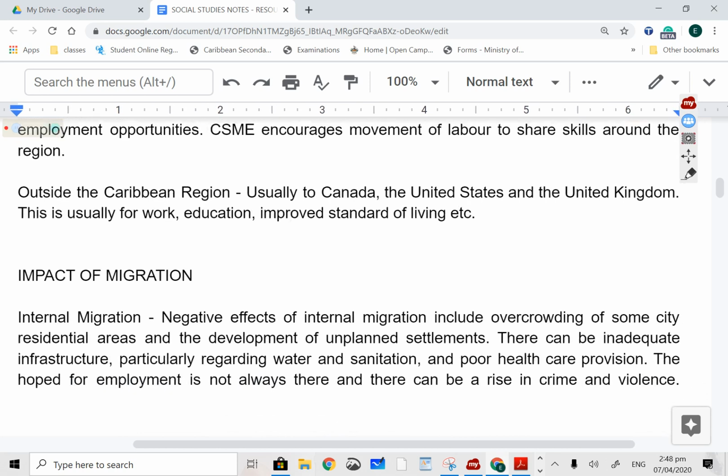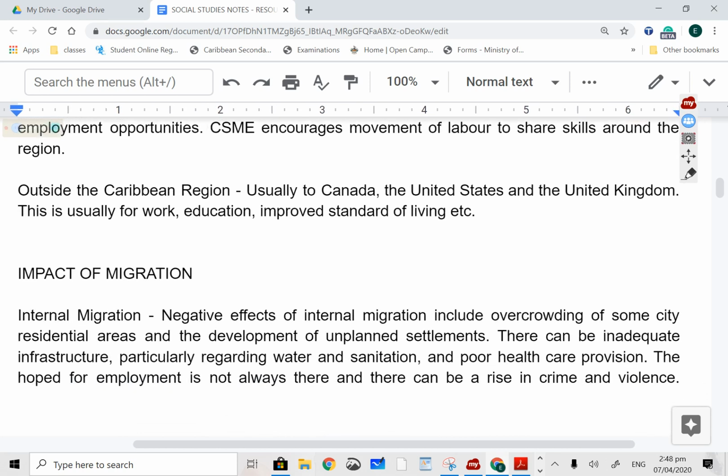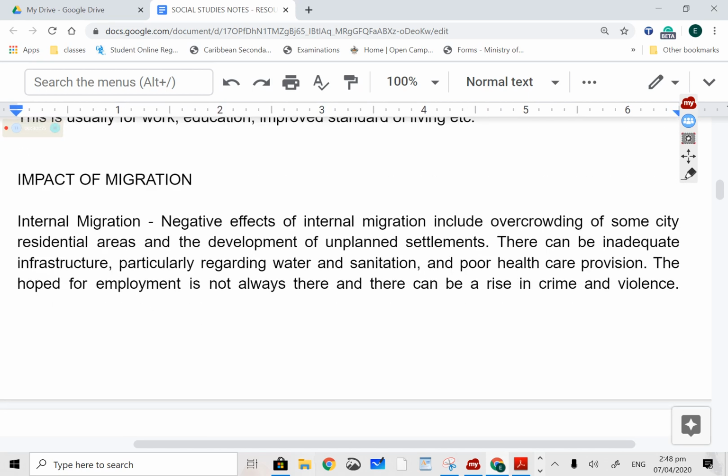This is usually for work, education, improvement of standard of living. So there are a lot of people who don't think that the Caribbean can offer them a decent standard of living that they actually want, so they move out from the entire region to the United States or UK, etc. Okay? So the impact of migration.